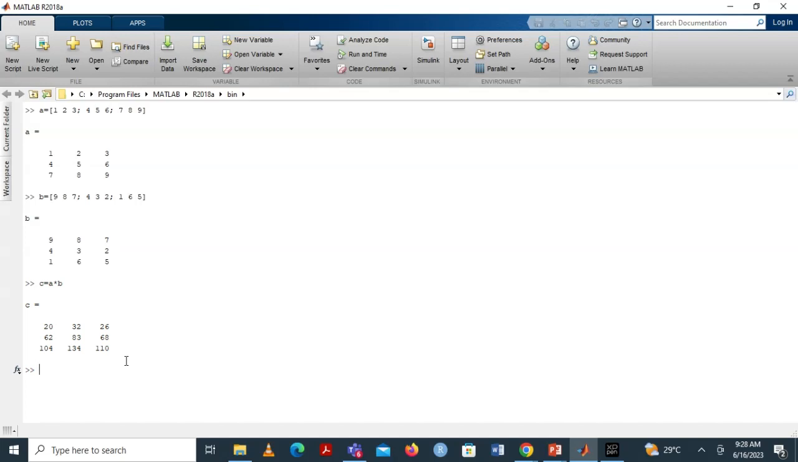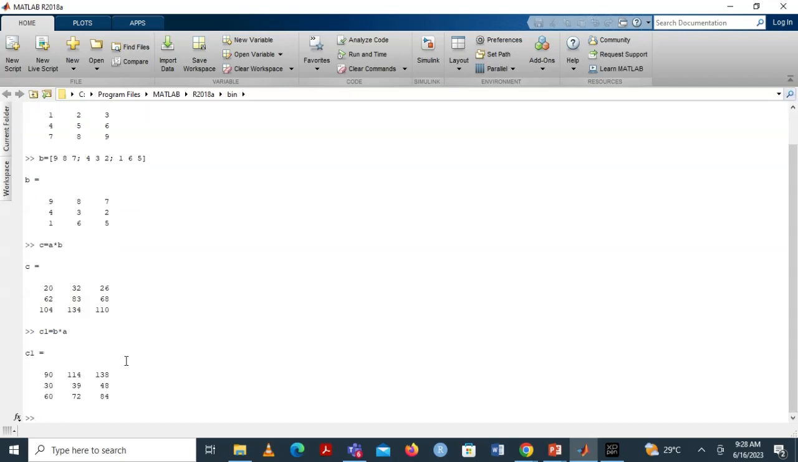So it has multiplied it and given us an answer. So now let's do C1. Let's find out whether matrix multiplication is commutative. So we have B multiplied by A. We press enter. We realize we are not getting the same thing.